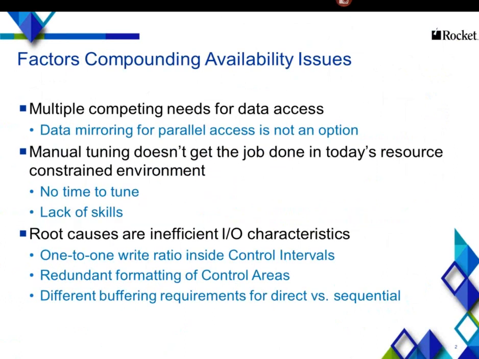There are many factors that compound availability issues. Data mirroring for parallel access is not always an option for the multiple competing needs for data access. In a batch environment, buffering requirements vary for data sets. Manually finding the optimal allocation of buffers for each data set can be tedious and time-consuming. The task is complicated by changes in transaction load and data mix. Inefficient buffer allocations result in an increased I/O workload that can slow program processing. Root causes are inefficient I/O characteristics.